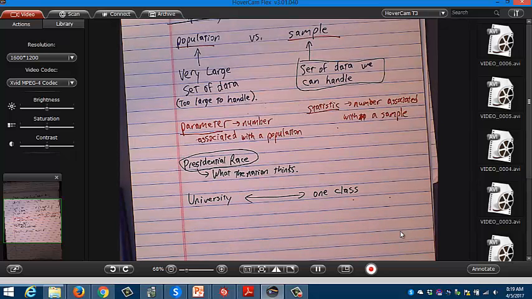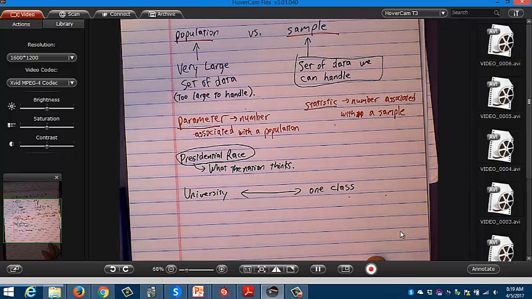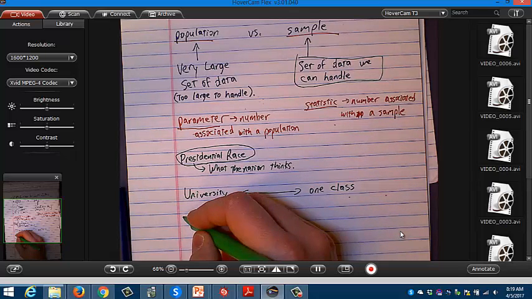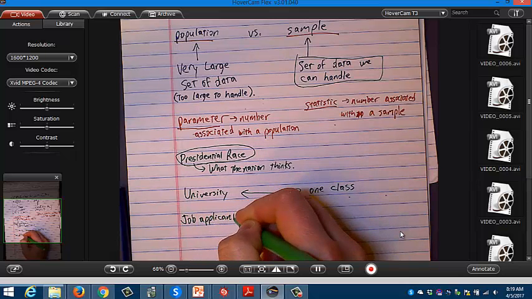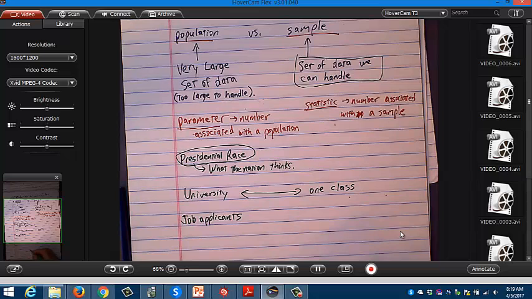Okay. Sierra and John, did you guys come up with anything that's not up here yet? Kind of. I couldn't figure out the sample, but the population was like the number of job applicants. Okay. So we could say job applicants. For what kind of a job were you guys thinking? Or maybe you didn't specify. I don't know.